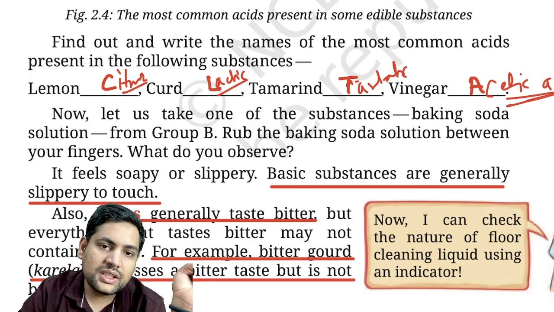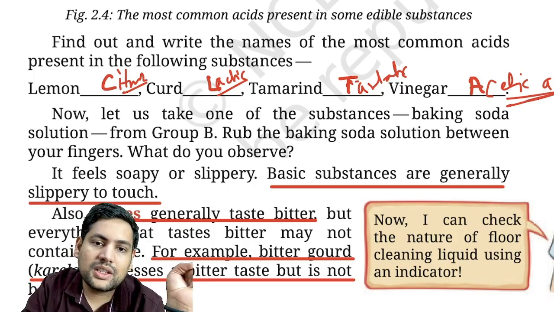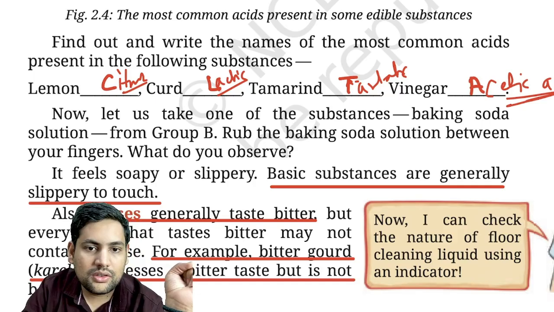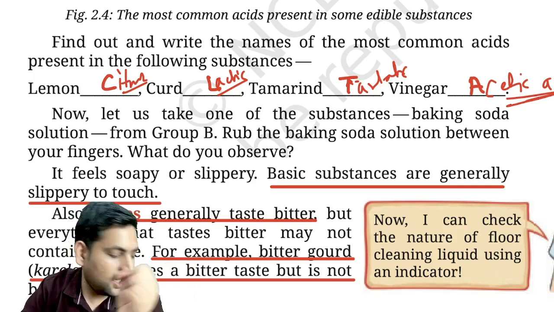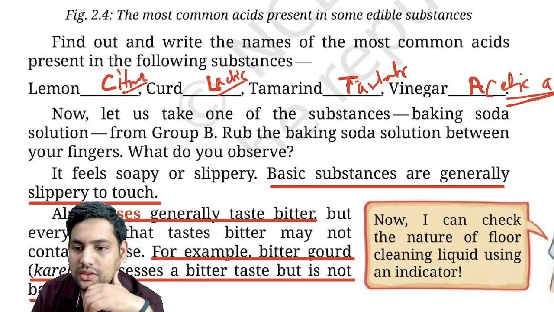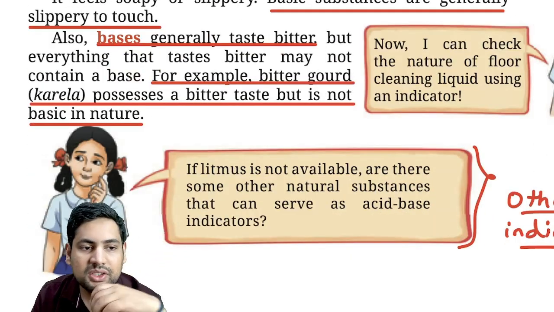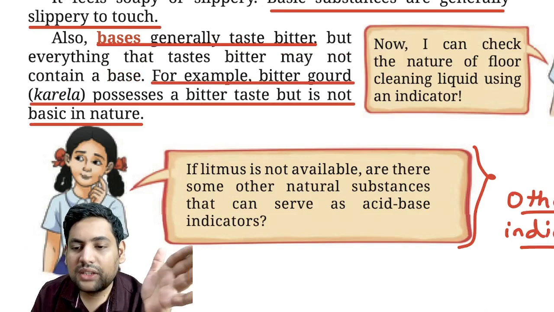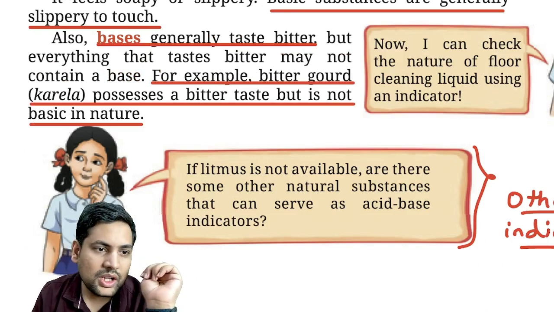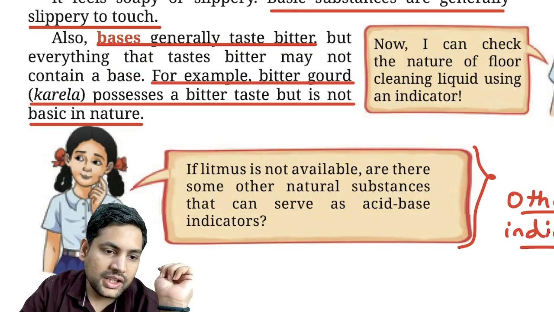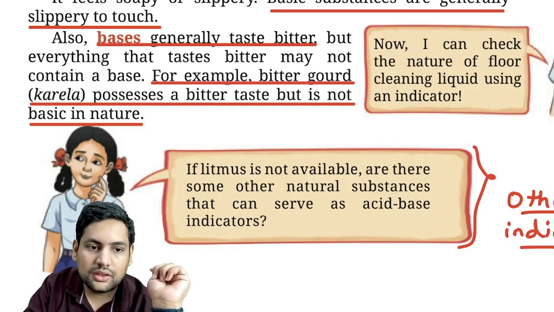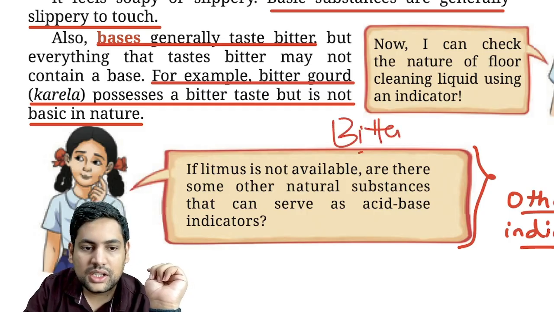Now, what are bases? Bases are something that are slippery to touch, and they release OH minus ions. Fine. Now bases, you have understood what base will do. It will turn red litmus blue. Now one more thing is there: everything that is bitter does not mean that it will be a base.